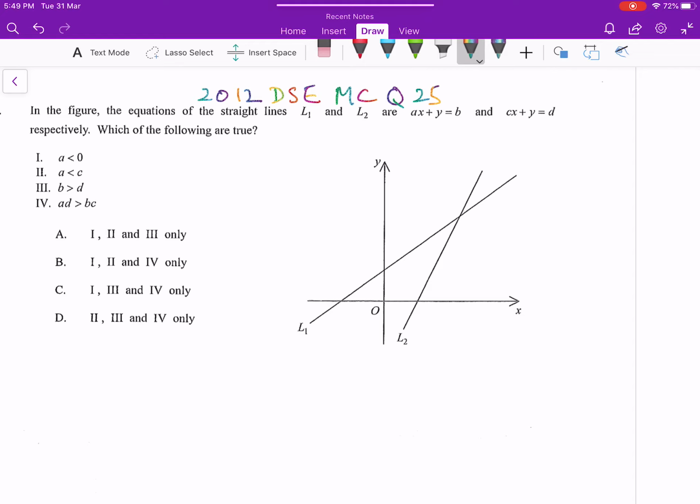Let's come back to this question, 2012 DSE MC question 25. This is an equation of straight line question that almost comes every year in the DSE MC questions. As you can see, in this kind of question there will be two lines in the figure, and it asks you to distinguish on the left hand side. There are a few statements you have to think about, whether they are right or not.